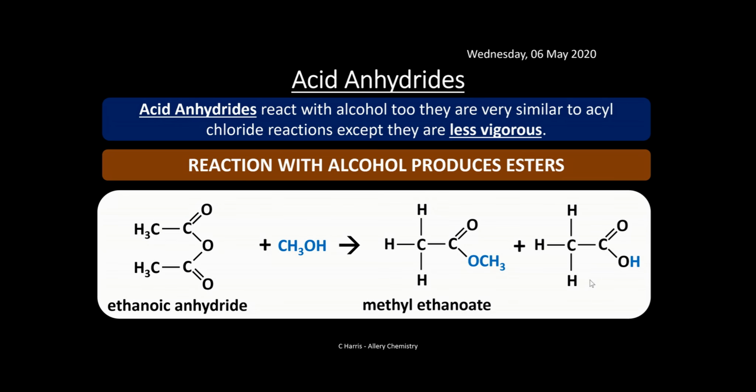So we're producing our ester, just like what we did with our acyl chlorides. You would produce an ester, but the other product we produce is actually a carboxylic acid. We don't produce HCl, so the products of this are much safer. The reaction is nowhere near as vigorous, but it's a lot safer than using acid chloride.